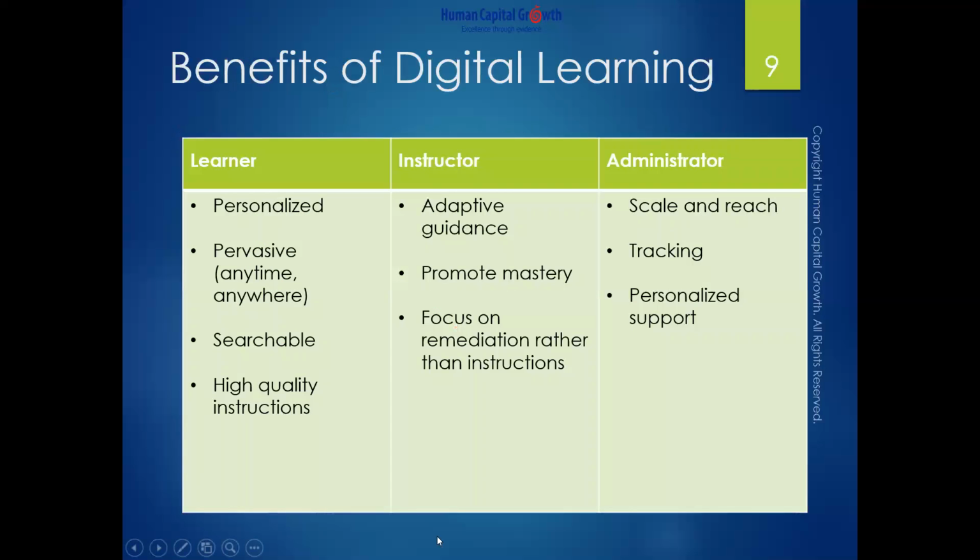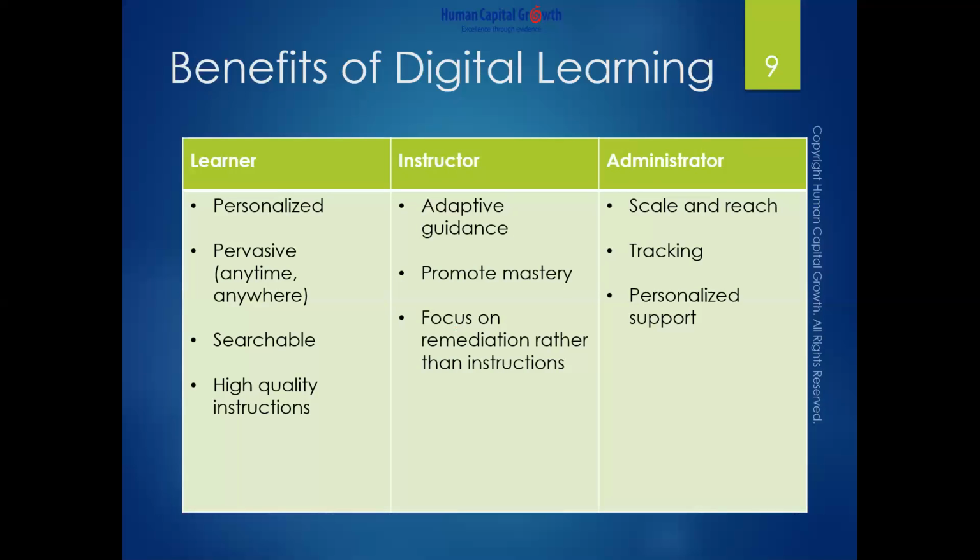What are the benefits of digital learning? Clearly, there's lots of benefits to learners, which is why it has become popular. There's greater opportunities to personalize learning, even in large groups of learners. It is pervasive.